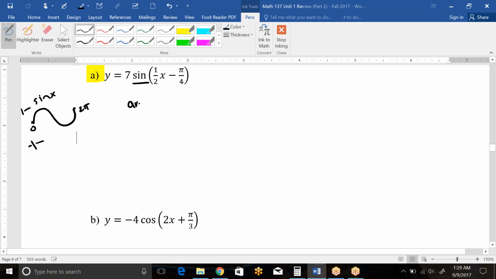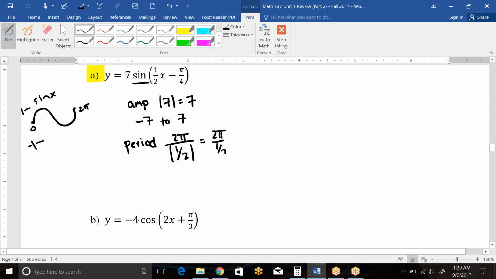So our amplitude is found by taking the absolute value of the number out front, which is just going to be 7. That means since we don't have any vertical shifts, the lowest this graph gets is negative 7, and the highest it gets is positive 7. My period is found by taking 2 pi and dividing it by the absolute value of b, the number in front of x, in case it's negative. So 2 pi divided by 1/2, times both top and bottom by 2, is actually 4 pi. So my amplitude is 7, my period is 4 pi, and I do have a phase shift.